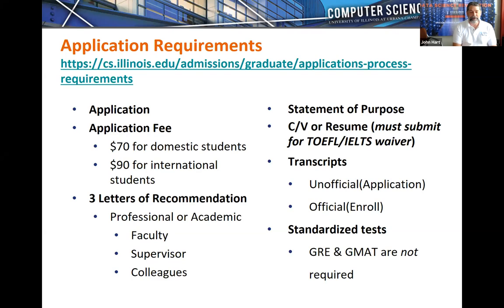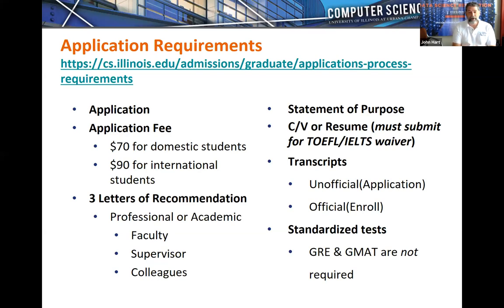Often these data structures classes go by other names. Sometimes it's a second course in computer science, but it needs to cover algorithmic complexity. It needs to cover sorting, searching algorithms, graph algorithms, and so on. And so at your institution, for your bachelor's degree, it may have gone by a different name. And so it helps if you can point us to that course, and then we can verify that information. So that's really important. Another is the application fee.